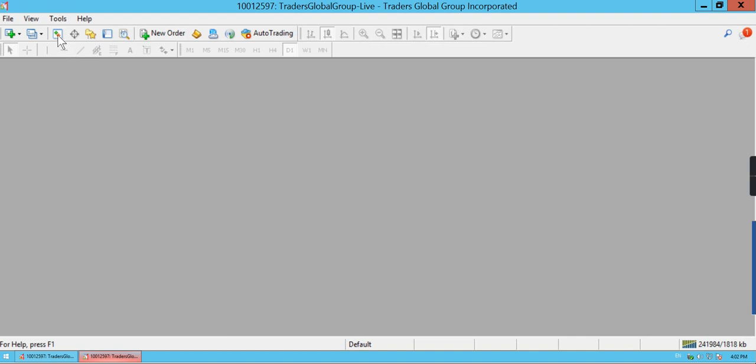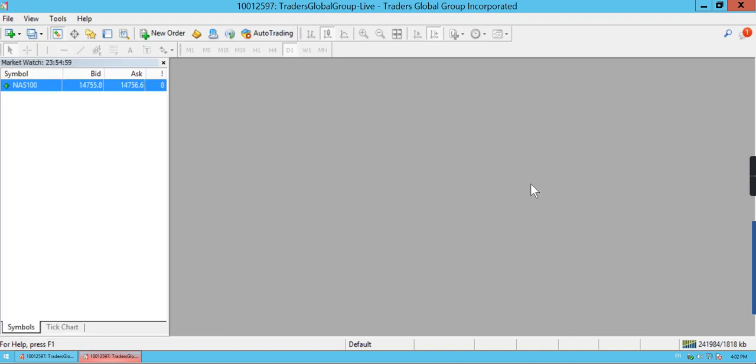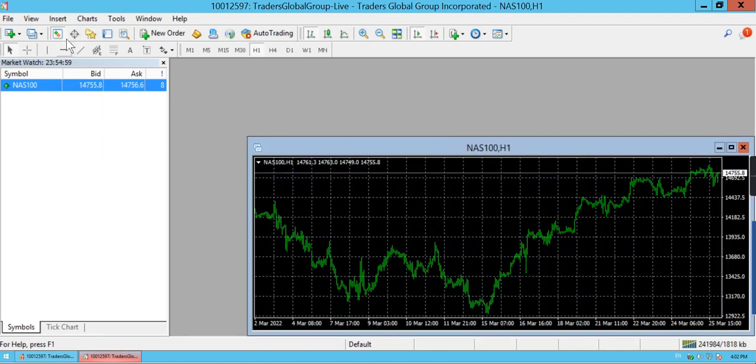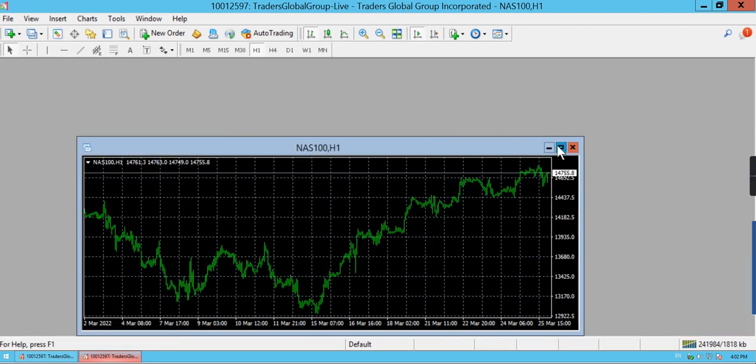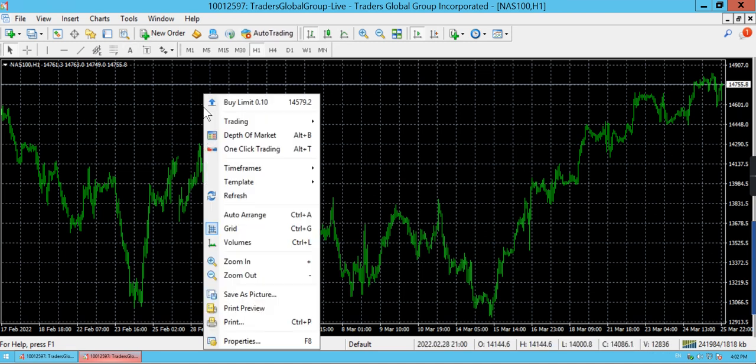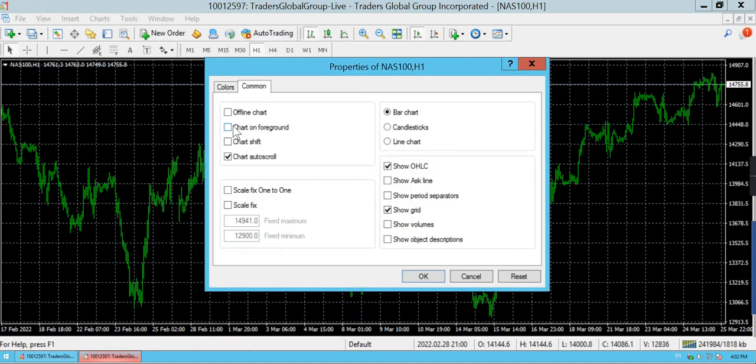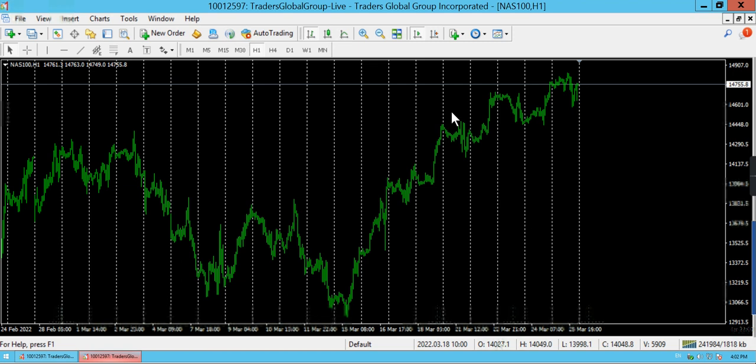Let me set up my NASDAQ. Since this is a brand new account, I had to get a new symbol. Let's bring over the chart. That was right click, chart window, or you can just click and drag if that's what you want to do. Alright, so right click, properties. I'm going to clean up my chart so it looks the way I want it to look. Okay, that's that.